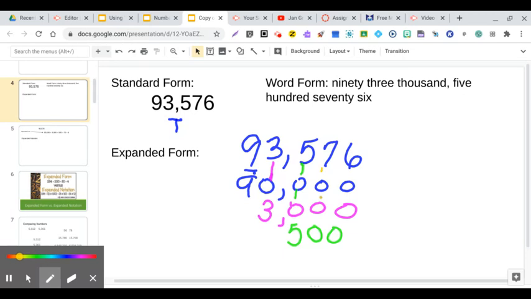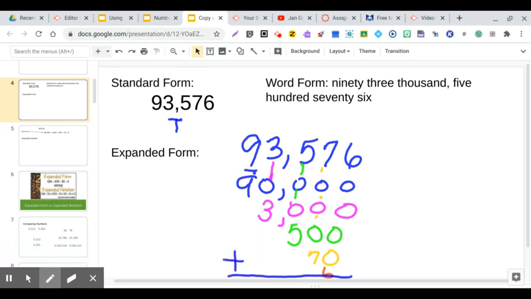Then we go to the 7. He's in the tens place, so he's worth 70. Remember, counting by tens on your fingers, you can count 10, 20, 30, 40, 50, 60, 70, and you'll end up with 70. And then last but not least is our 6 in the ones place. And I imagine that someone has shown you this, and then you put a little addition sign.